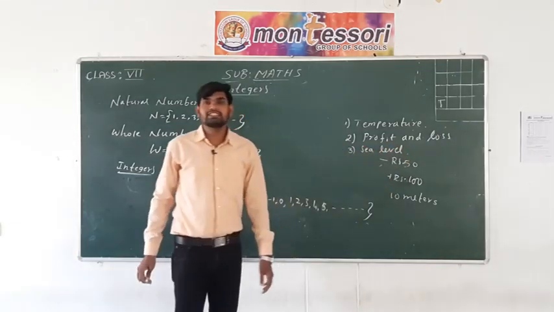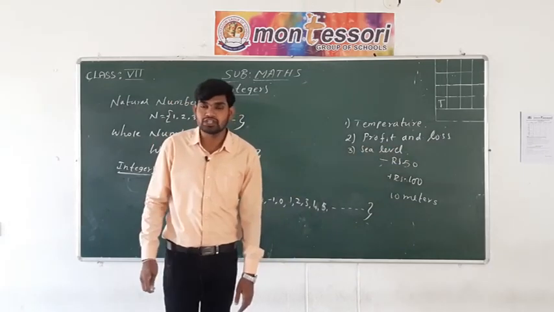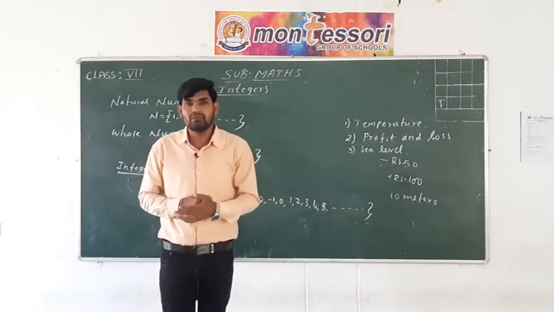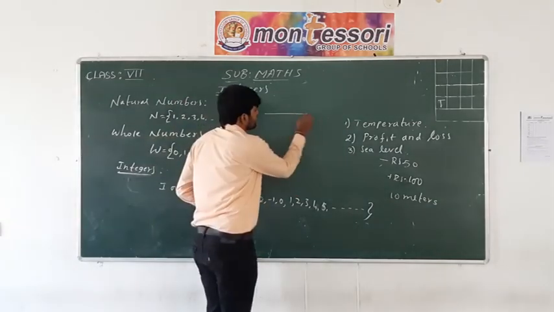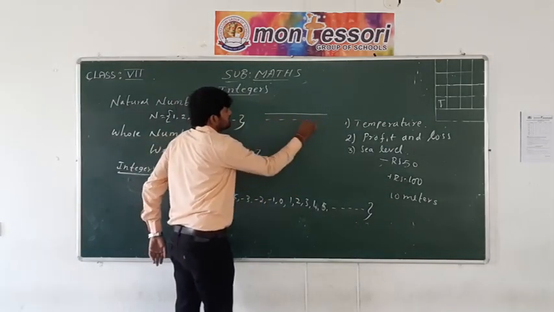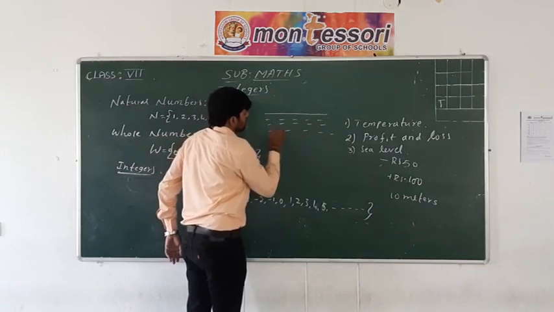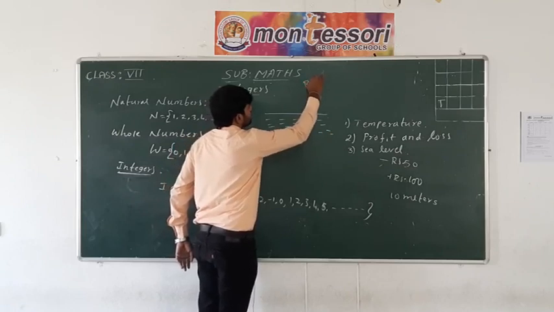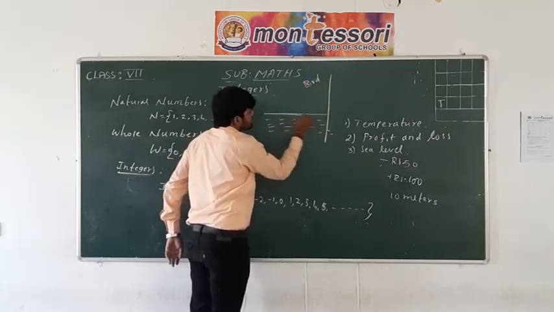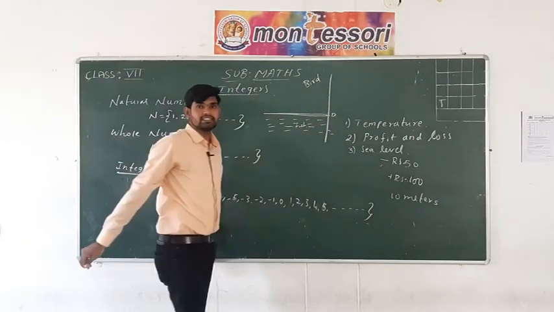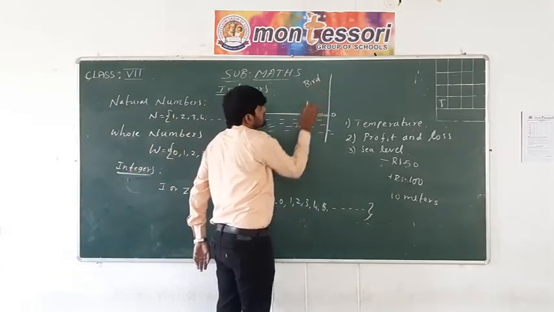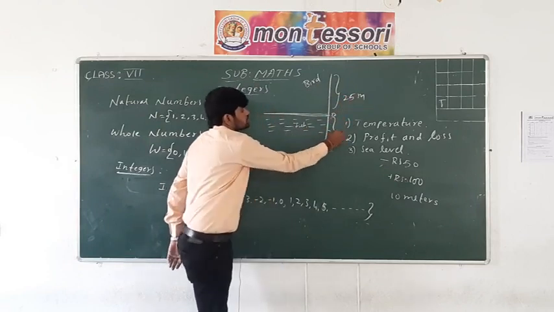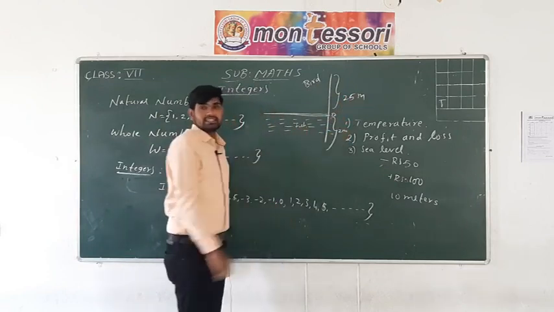Now a bird is flying above the sea level at a height of 25 meters and below the sea, a fish is at a depth of 2 meters. Here it is the sea level, here it is water and here it is the fish, and here the bird is flying. Then what about here? It is the sea level, which we denote with 0 meters, and above the sea level the bird is flying at 25 meters and below the sea level, the fish is at a depth of 2 meters.